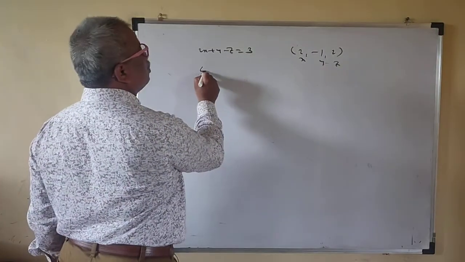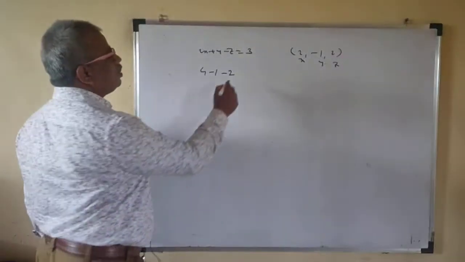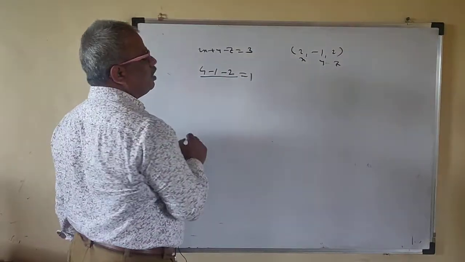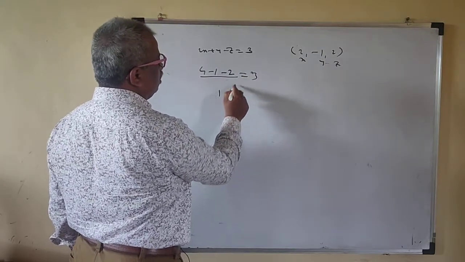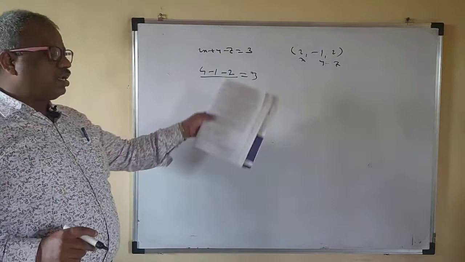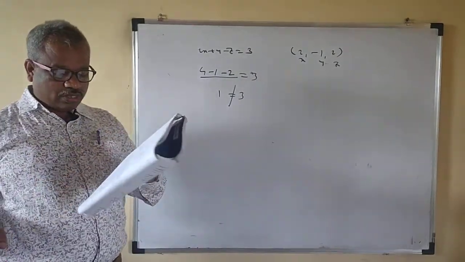So 2x means 4, minus 1, minus 2. This difference is 1. So is 1 equal to 3? This is not true. So this point does not satisfy the equation of the plane, so this point does not lie on the plane.